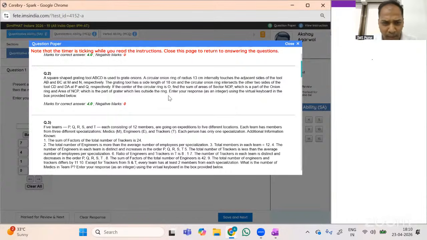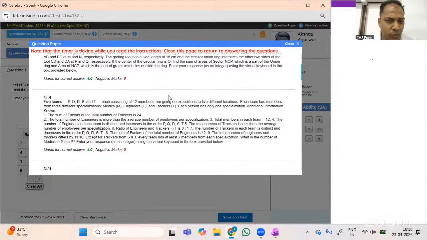Okay, I think I might have to draw the diagram. I'm not able to clearly visualize. Maybe I'll come to it in the second round.